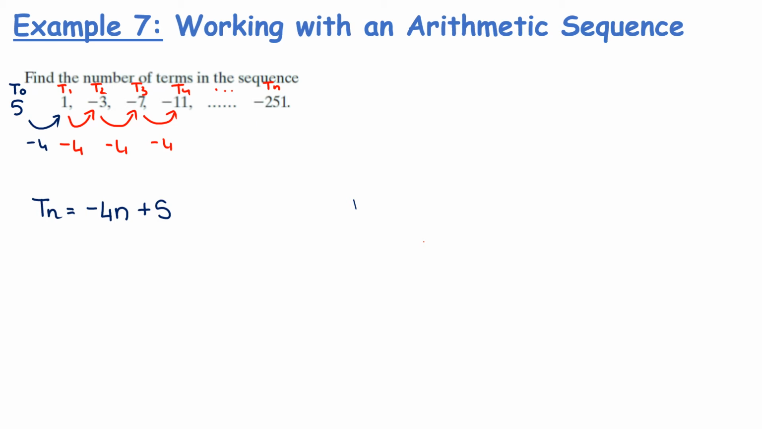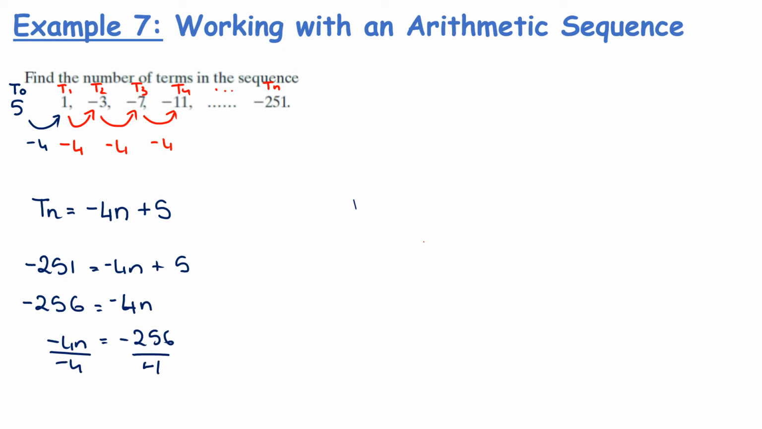You can always use your formula here, there's no problem. So now I'm going to ask, if my Tn is -251, what is the value for n? I'm going to take away 5 from both sides, so -256 is -4n. We would have figured that out very quickly because n cannot be negative: -256. Divide both sides by -4.